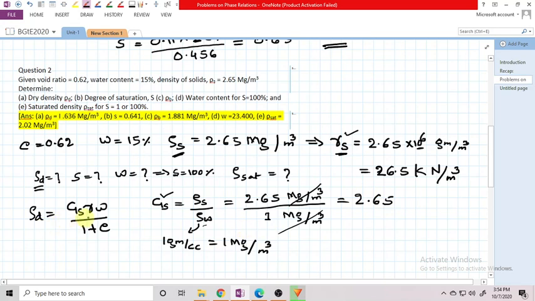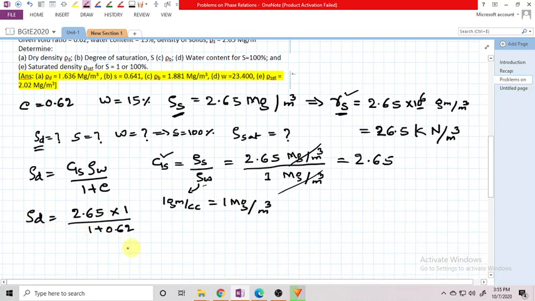Once I know the specific gravity, instead of unit weight of water, I will put the density of water, because everywhere they are asking densities, not unit weights. So now dry density is equal to specific gravity 2.65, into density of water 1 gram per cc or 1 megagram per meter cube, divided by 1 plus e. e is 0.62.